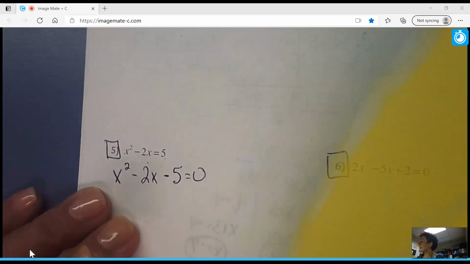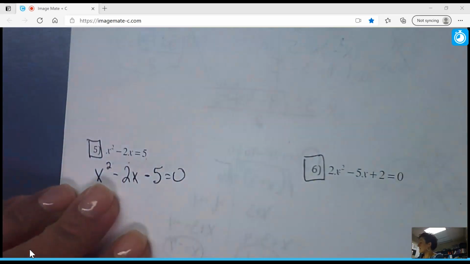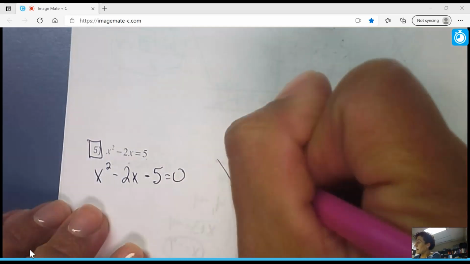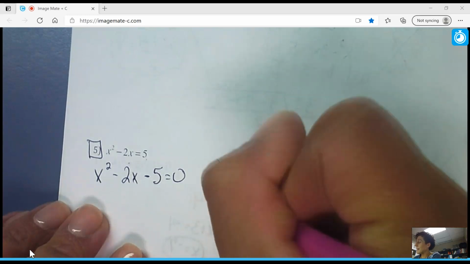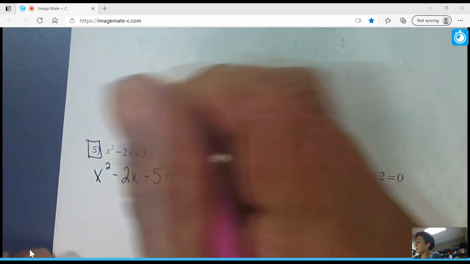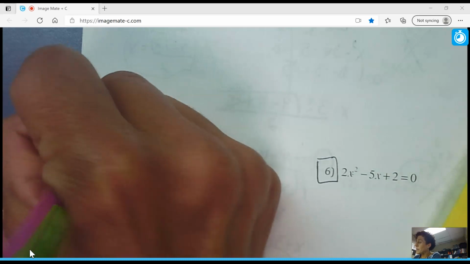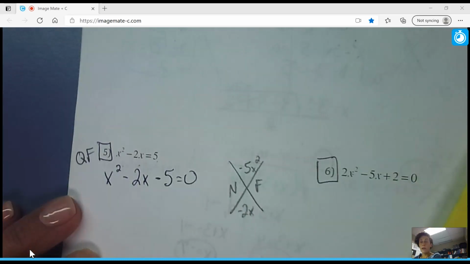First, I do want to see if it's factorable, because that will be faster. So are there factors of negative 5 that get me to negative 2? And the answer is no. This is not factorable. So in the end, we will be using the quadratic formula.